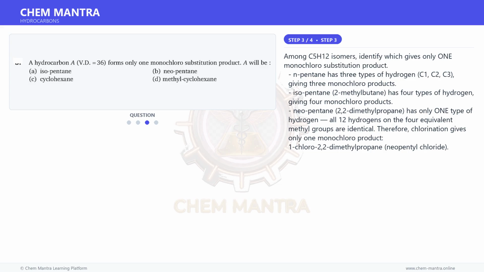Among C5H12 isomers, identify which gives only one monochloro substitution product. N-pentane has 3 types of hydrogen, C1, C2, C3, giving 3 monochloro products. Isopentane, 2-methylbutane, has 4 types of hydrogen, giving 4 monochloro products.